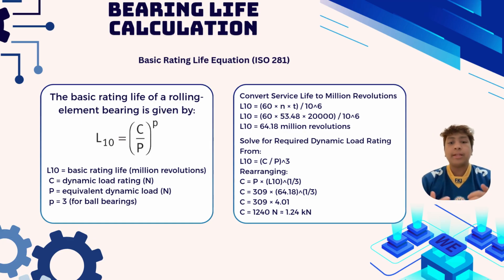Substituting the values, we obtain a required life of 64.18 million revolutions. Next, we apply the basic rating life equation for ball bearings, where L10 equals (C divided by P) to the power of 3. Rearranging the equation to solve for C, we calculate the required dynamic load rating. After substitution, the required dynamic load rating is approximately 1.24 kilonewtons. This value represents the minimum load capacity the selected bearing must have to satisfy the design life requirement.